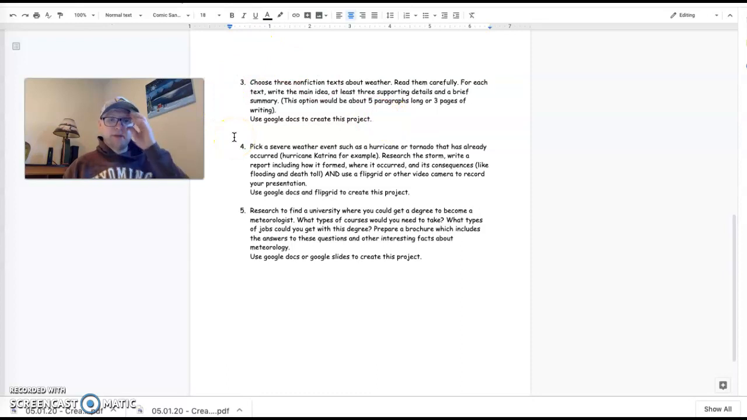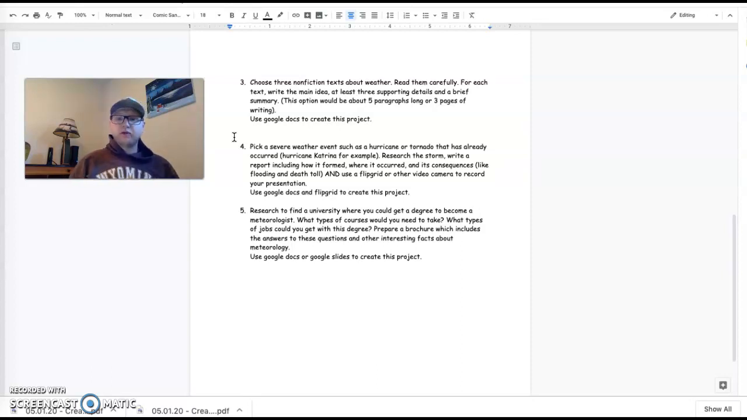Number 4, pick a severe weather event, such as hurricanes or tornadoes. There's many types, you can look them up, that have already occurred, like Hurricane Katrina, or the tornadoes that ripped through Wadena, things like that. Research the storm, write a report on how it formed, where it formed, and the consequences like flooding or death toll or economic impact, things like that.